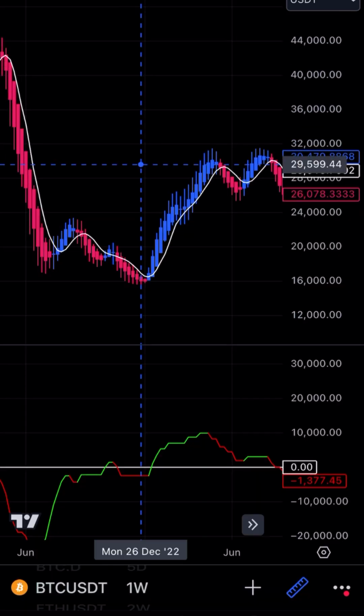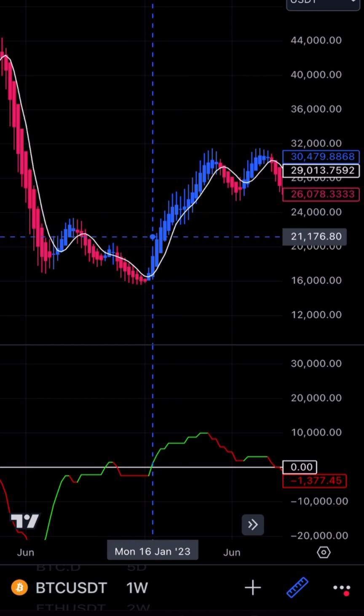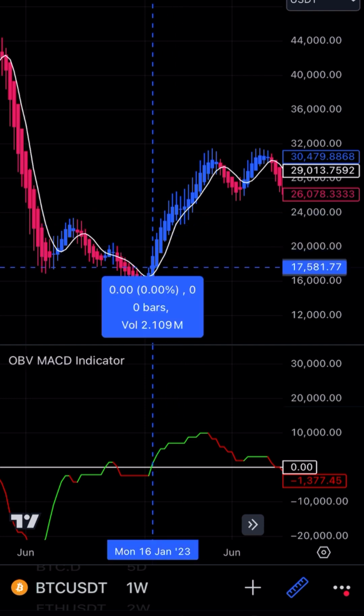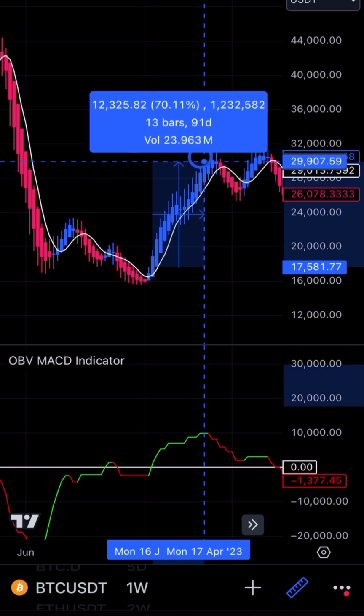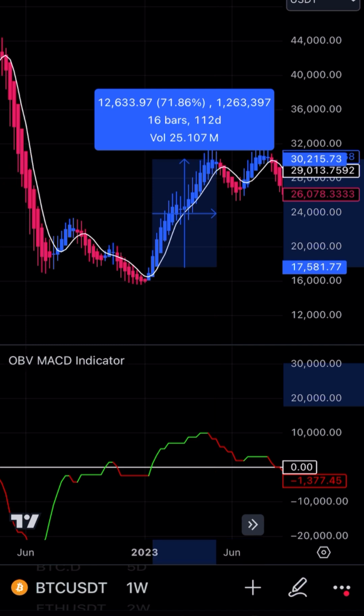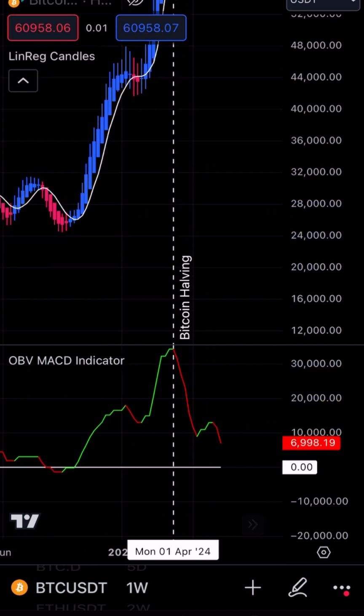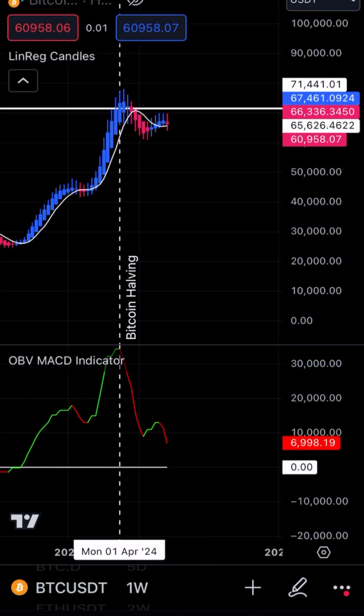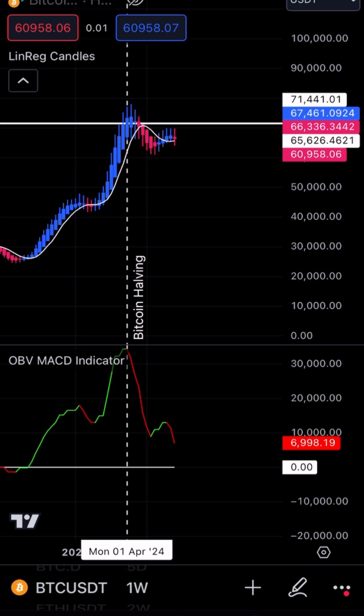And let's just see another moment here. You see it crossing up right here. You see it above the linear line. If you rode this out till it touched right about here, you would have made about $12,633 in 112 days. So definitely, the longer you go out in the time frames, the more money you will make.